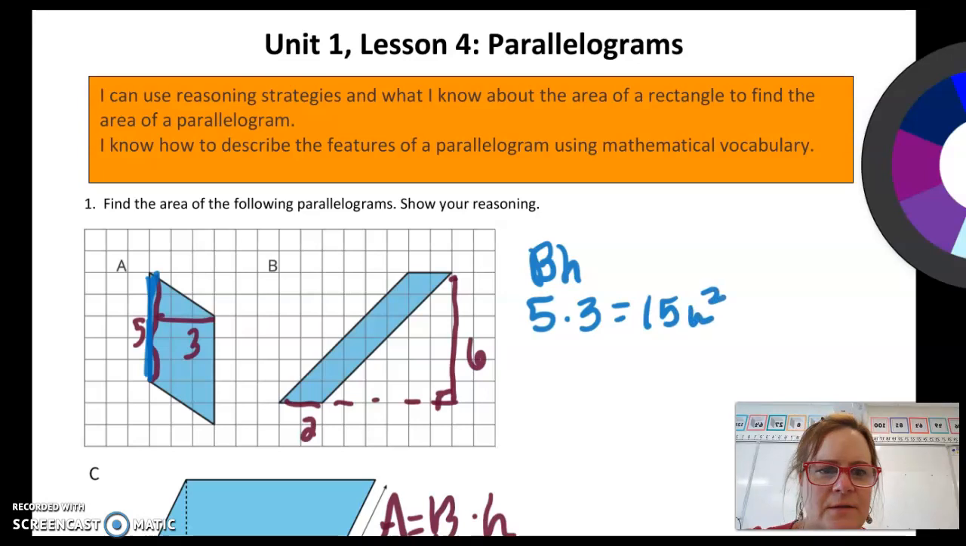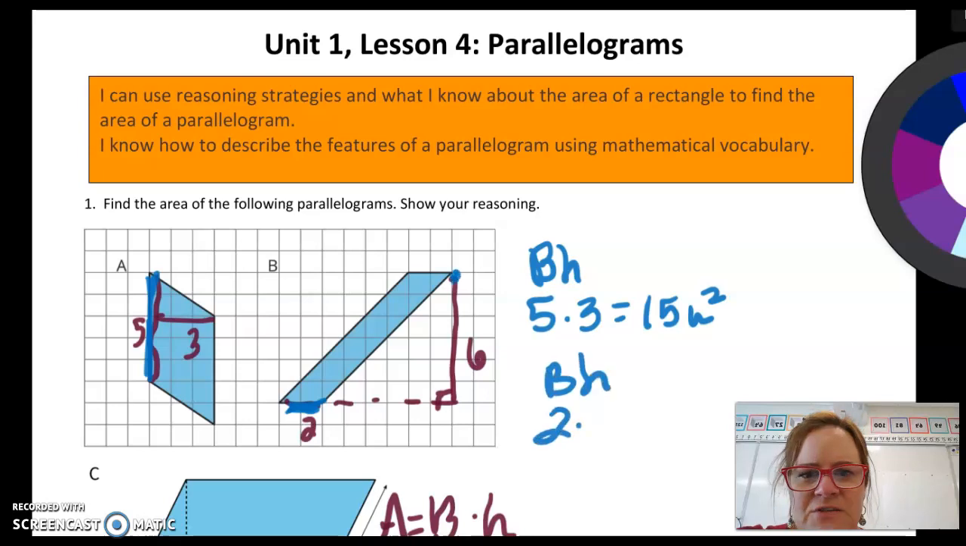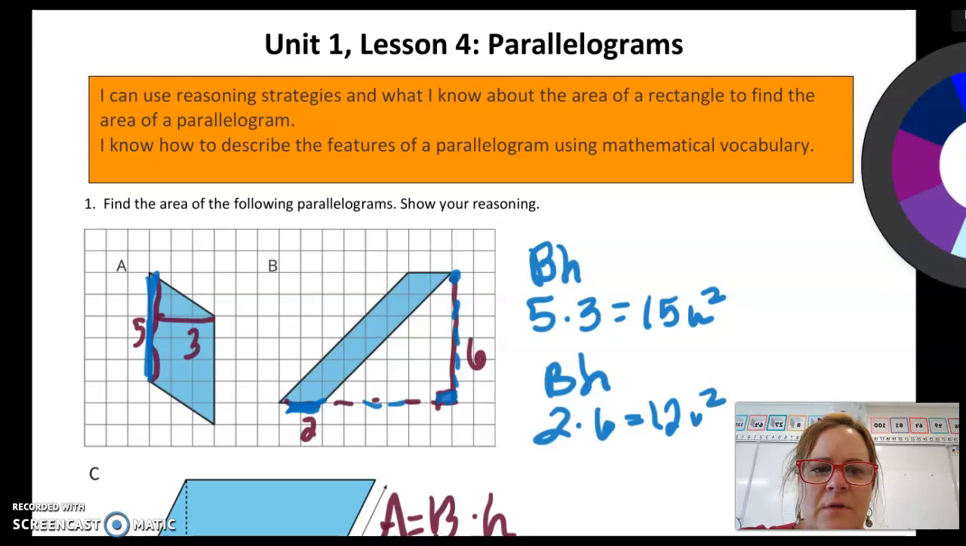The second parallelogram has this tiny little base. I'm going to choose that for the base because it's right along the grid lines. And so I'm going to multiply 2 times the height. To get the height, I went to this opposite vertex. I went straight down, perpendicular line. So it formed a right angle down here where it met the imaginary base that I extended. And it's a height of 6, and 2 times 6 is 12 square units.